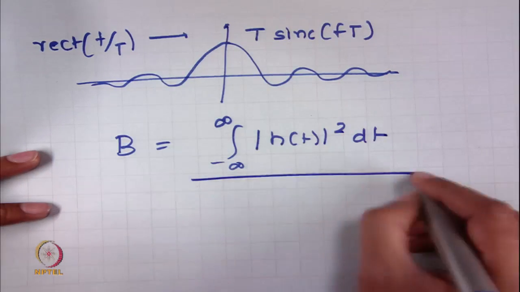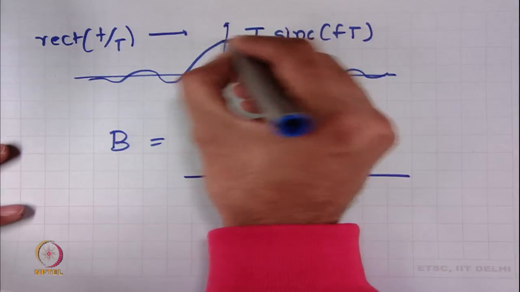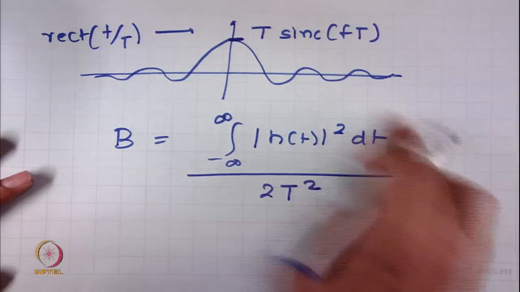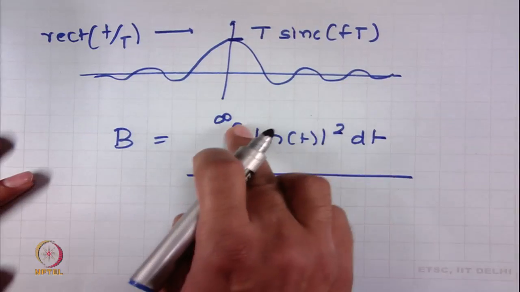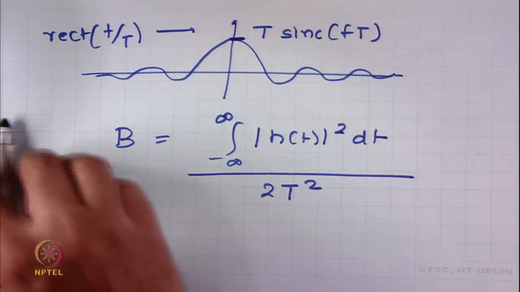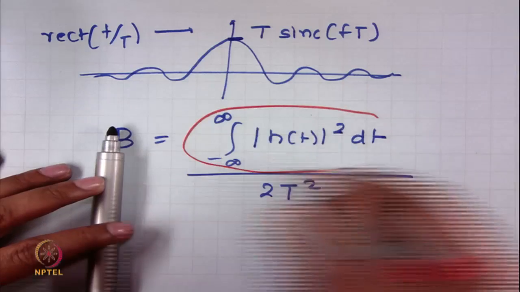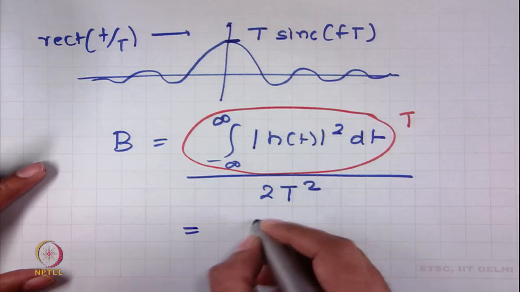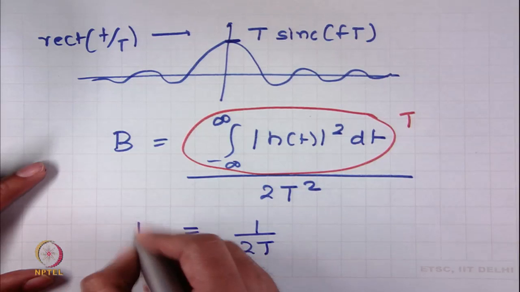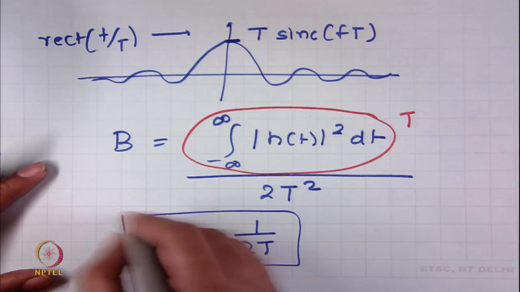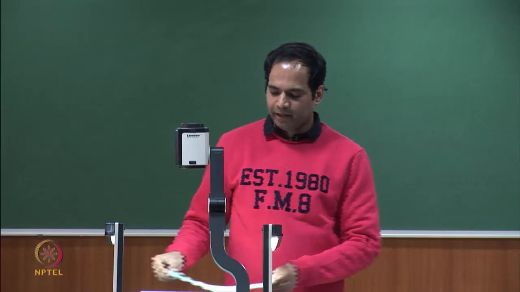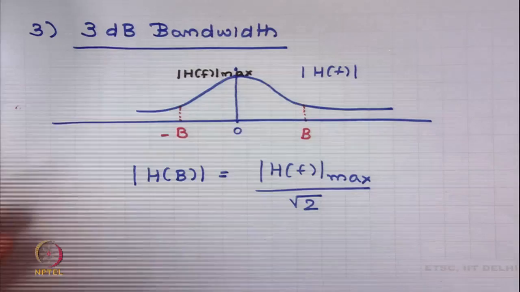this divided by 2 times H of 0. H of 0 here, the peak value of this would be t. So, this is 2 t square, and this, as we evaluated in the previous case, is nothing but t. So, this will evaluate to t. So, the bandwidth with this definition turns out to be 1 by 2 t. So, this is the equivalent rectangular bandwidth or noise equivalent bandwidth. Now, let us look at the third definition, that is 3 dB bandwidth.